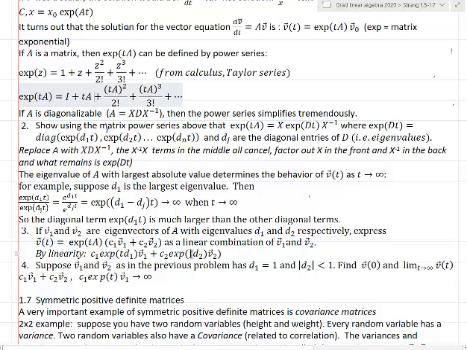So let me stop there, and I'll make one more video for the symmetric positive definite matrices part.